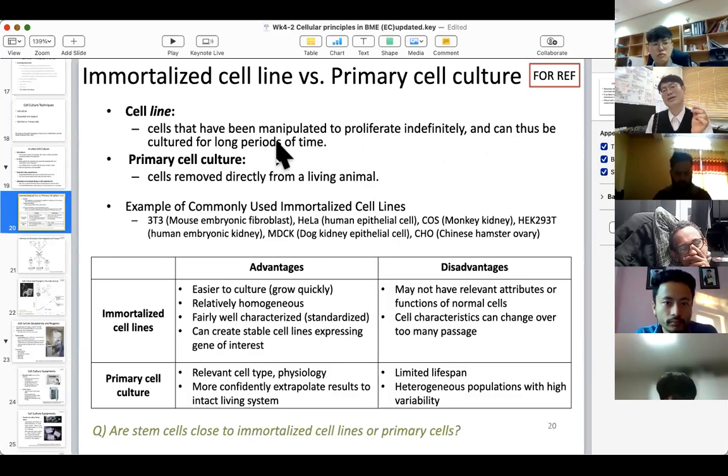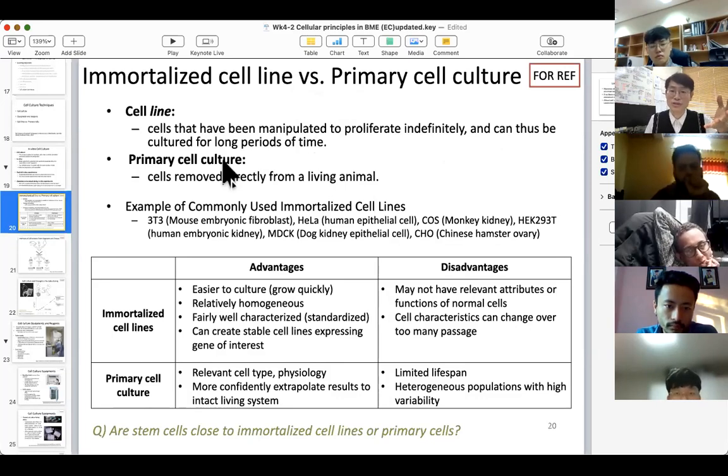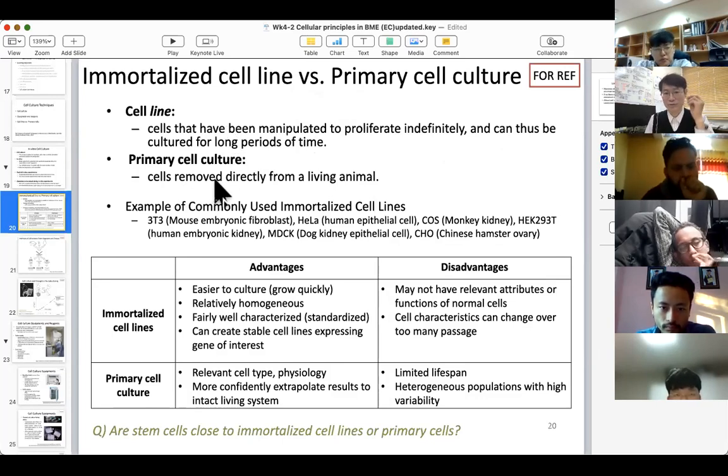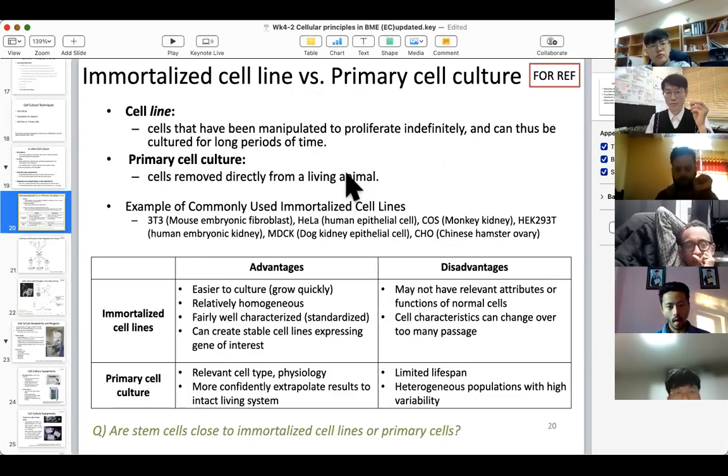While, hey, I'm interested in realistic. So sometimes some cells cannot become a cell line. In that case, we have to use the primary cell culture. For example, for those who are working on neuroscience, the neurons, you cannot grow them forever, okay? So the cells have to be removed directly from a real brain of a living animal or a central nervous system. So that's the difference.